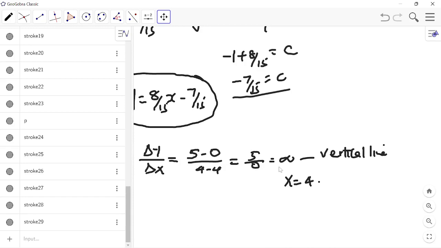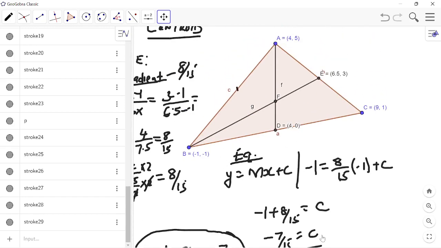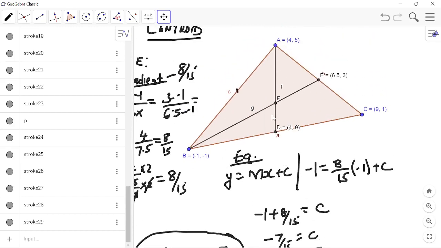So for a vertical line, the equation is x is equals to 4. You can see x is 4. So you just define it as x is equals to 4 because it is a vertical line. It has an undefined gradient when it is a vertical line. You can see 4 here and 4 here, so the gradient is so big that we say that it's undefined. So the equation of this line is x is equals to 4.